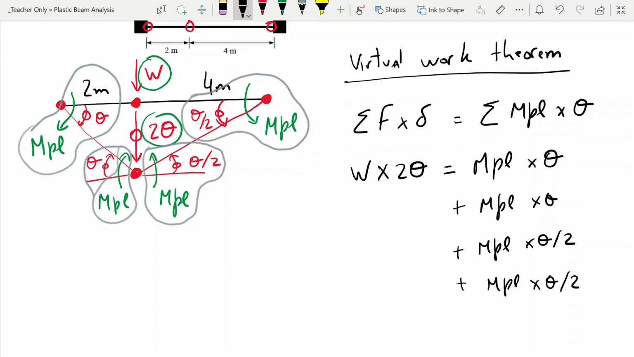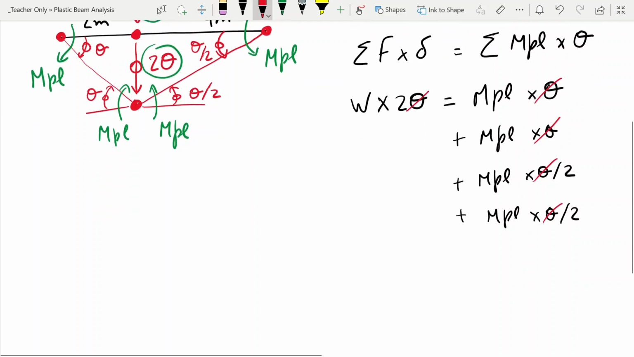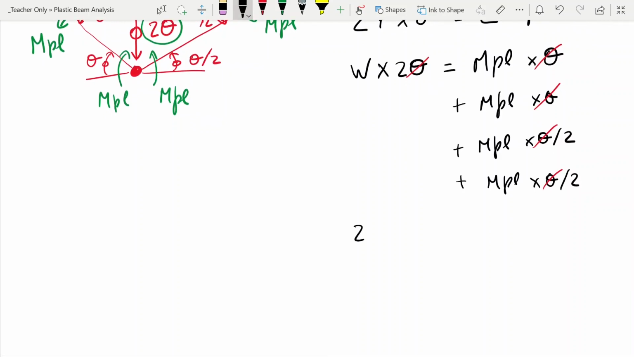Every time we do these equations, the value of theta is not important. That's why we can assume it to be just theta from the get-go. Because when we get to this equation, all the thetas will simplify. And we're going to land with the equation that is 2W equals, and now we have 1, 2, 3 MPL.